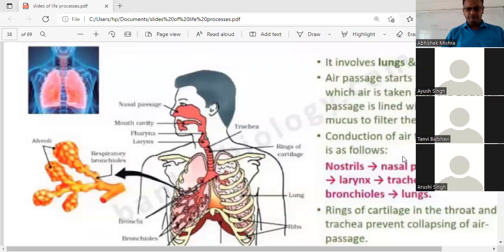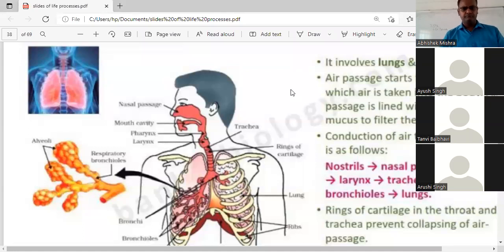Sir, first we breathe air and it enters the nostril, then the nasal passage. Okay. Yes. Then, Tanvi.